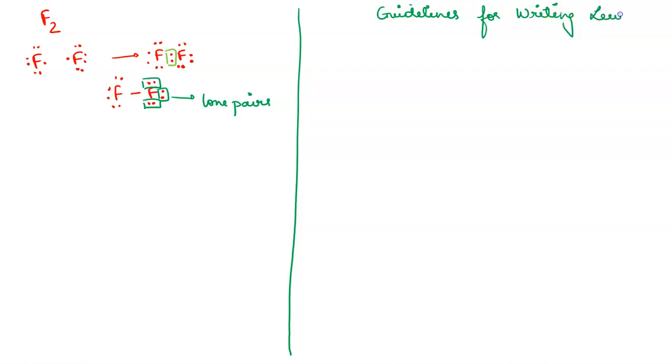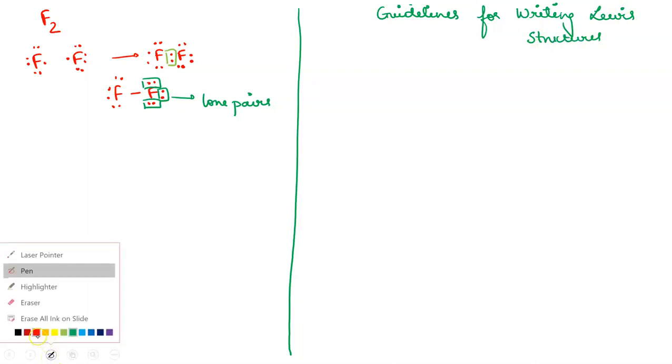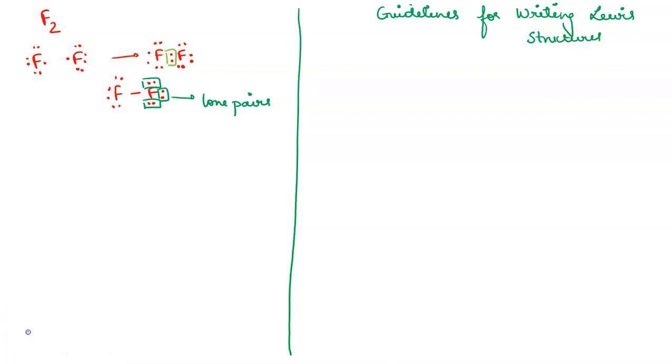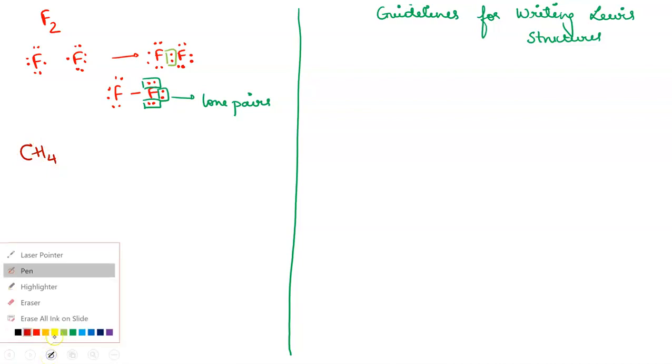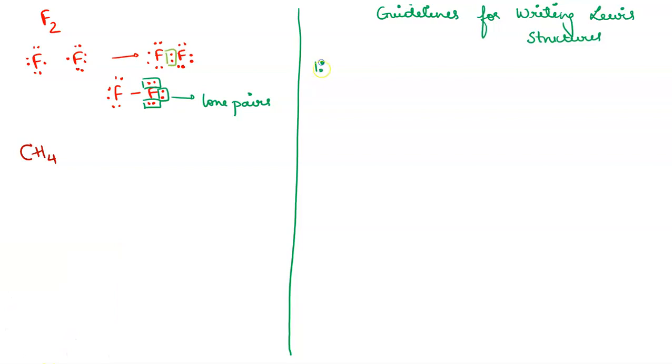Okay, so I'm going to give you the molecule on the left, and then I'm going to write the steps here on the right. So the molecule that I want you guys to try is CH4. Okay, now first things first, what you want to do is count the total number of valence electrons in the entire molecule.